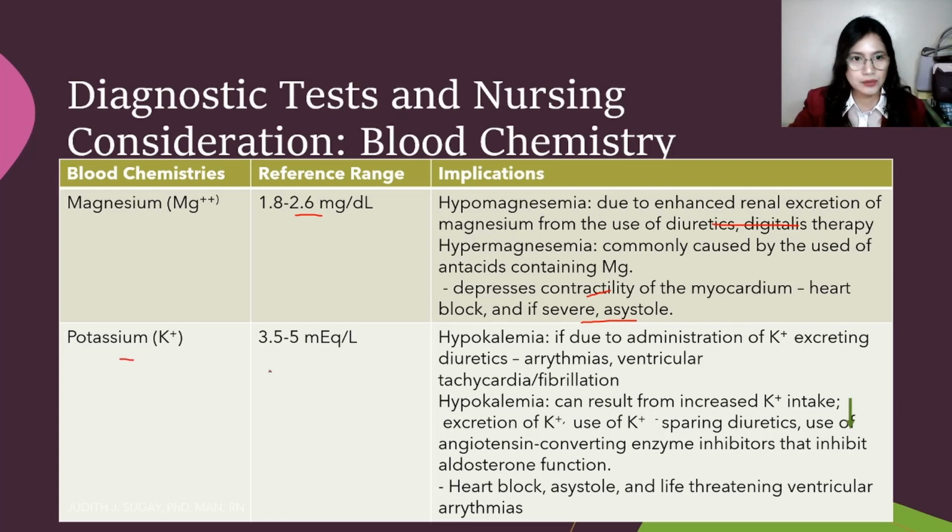Potassium, on the other hand, with this normal range, if lower than 3.5, we call that hypokalemia. If it is due to administration of potassium-excreting diuretics, then it can cause what? Arrhythmia, ventricular tachycardia, worse is fibrillation. You can also see that if there is hyperkalemia, it will inhibit the aldosterone function, and there will be heart block, asystole, and life-threatening ventricular arrhythmias.